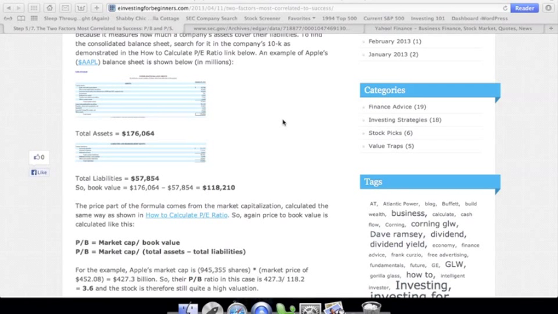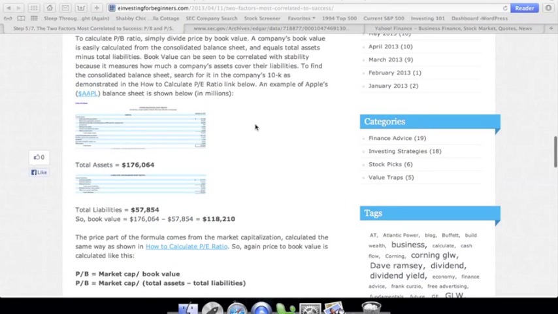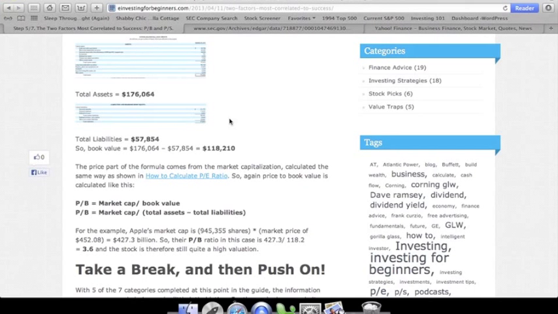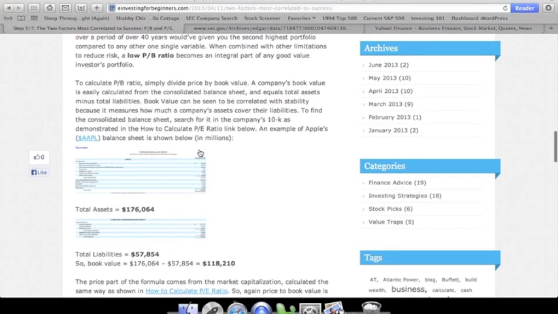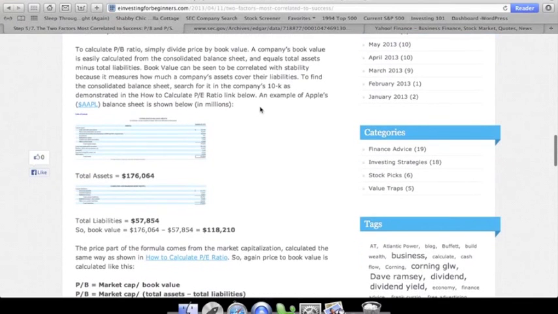So to show you how to calculate PB ratio so you know how to calculate it in the future, this is an article from my website that I published a while back. It's part of my free guide I've got on there, and I show you how to calculate PB. Basically, you want to take the market cap and divide it by the book value. Book value is total assets minus total liabilities, and you can find that information in the company's annual reports, which I did here. For this example, let's look at Apple.